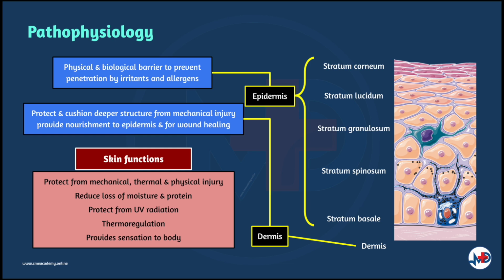Dermis is the inner layer of the skin and it's much thicker than the epidermis. Its function is to protect and cushion the deeper structures from mechanical injuries, providing nourishment to the epidermis and for wound healing. Overall, the skin is essential for protection as it forms a protective barrier to protect us from mechanical, thermal, and other physical injuries, as well as harmful agents, excessive loss of moisture and protein, and harmful effects of UV radiation. Skin is also needed for thermoregulation by altering blood flow through the cutaneous vascular bed. And lastly, skin is the organ that provides sensation to our bodies.